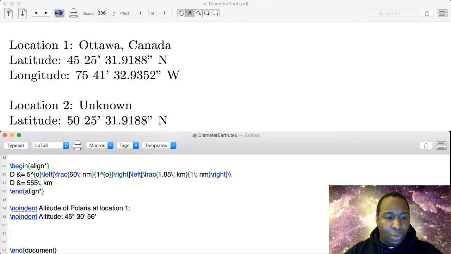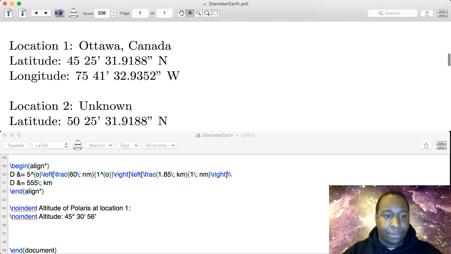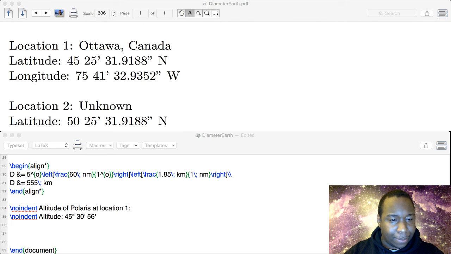The next step, of course, is to determine the altitude of Polaris at the second location. Hey, Larry, sorry, let me update you on what's going on. The idea for today's stream is for us to work together to calculate the diameter of the Earth, and the way in which we're doing this is a really old school method.